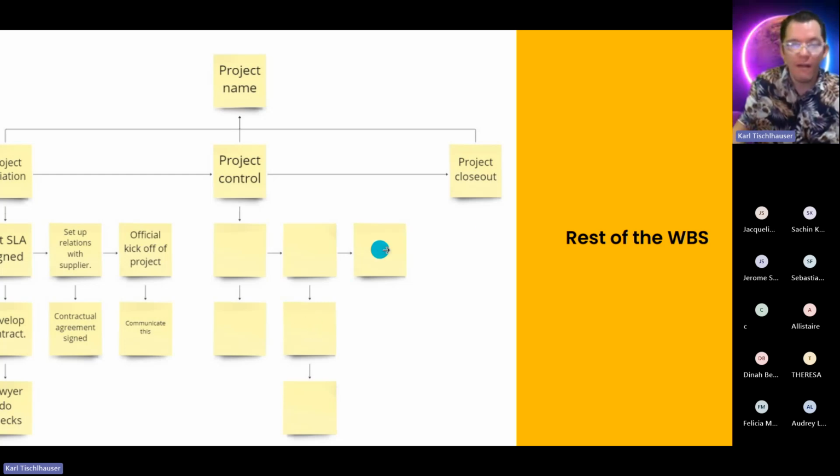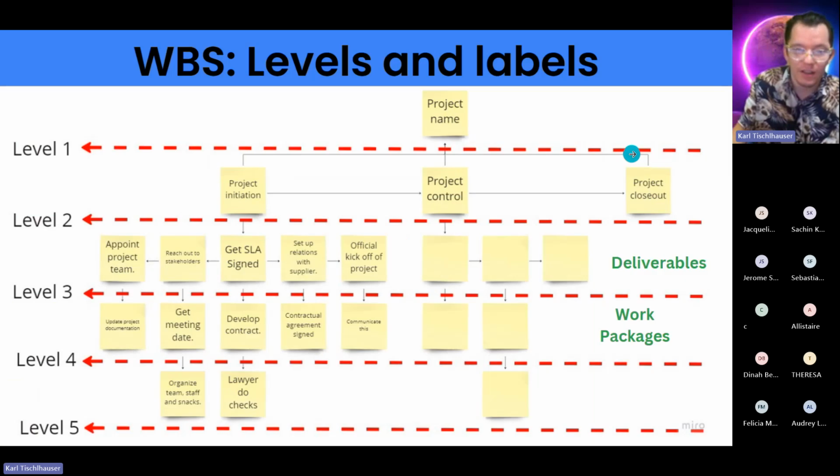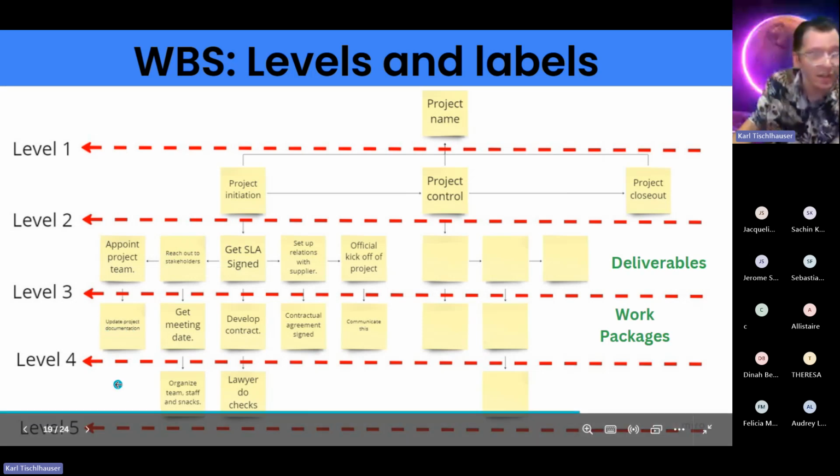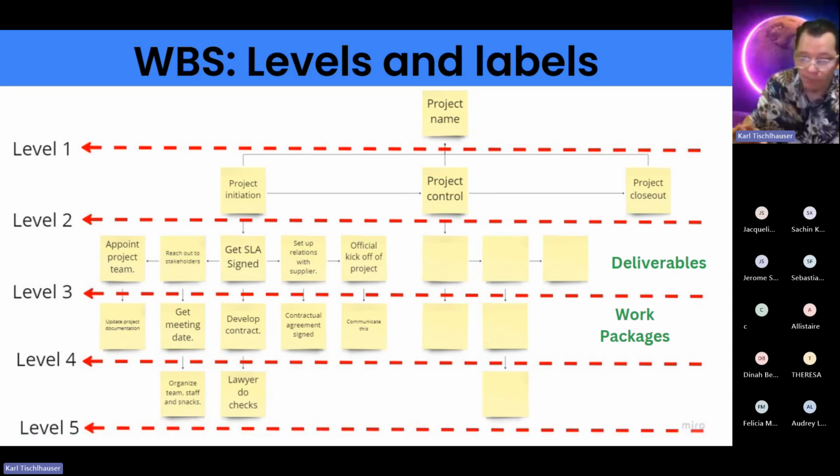Okay, I do have complete examples of the work breakdown structure. So this is just what the levels look like in the label. On level 1, we have our project name. Level 2, we have our phases. Level 3, we have our deliverables. Level 4, we have work packages. Anything from 4 downward would just be a work package. And it's very important that we know that this is what should go on this level.